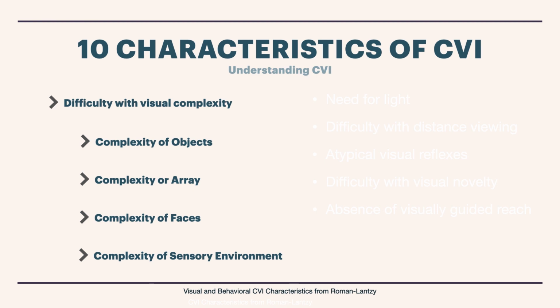Individuals with CVI may benefit from sequencing input. For example, giving directions verbally first, followed by waiting for the child to look, then a physical prompt, then followed by additional wait time for looking, instead of providing all of this information at one time.